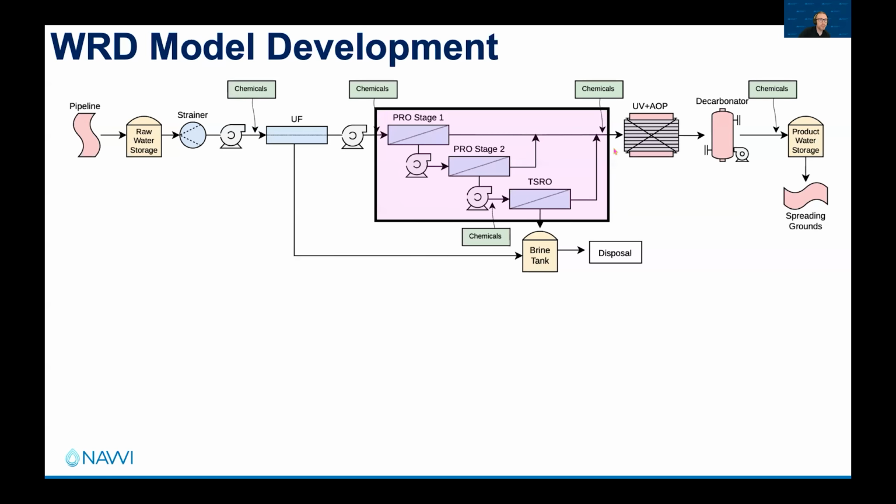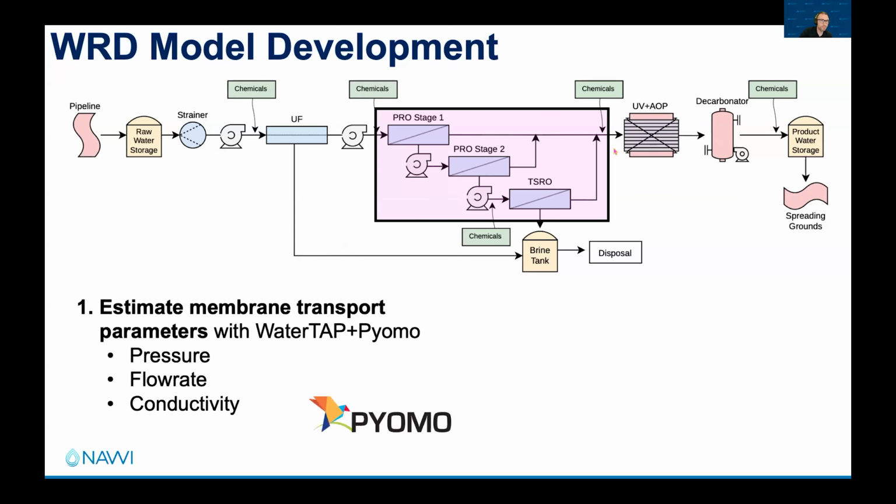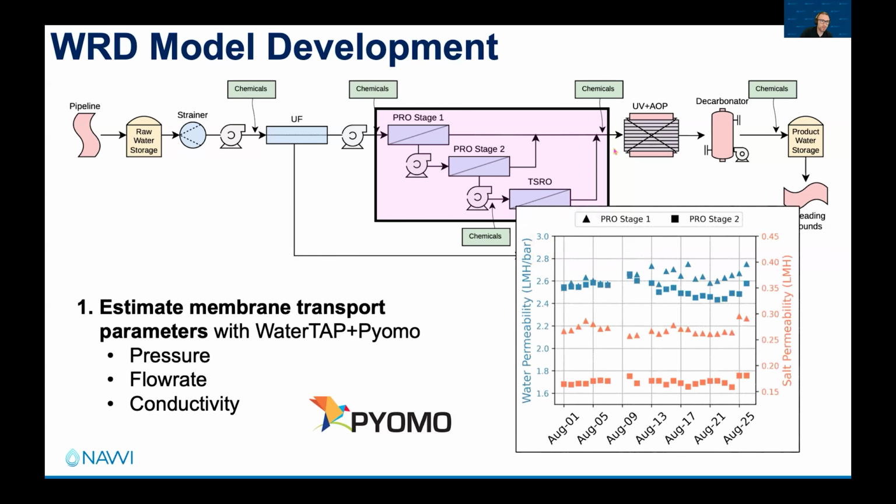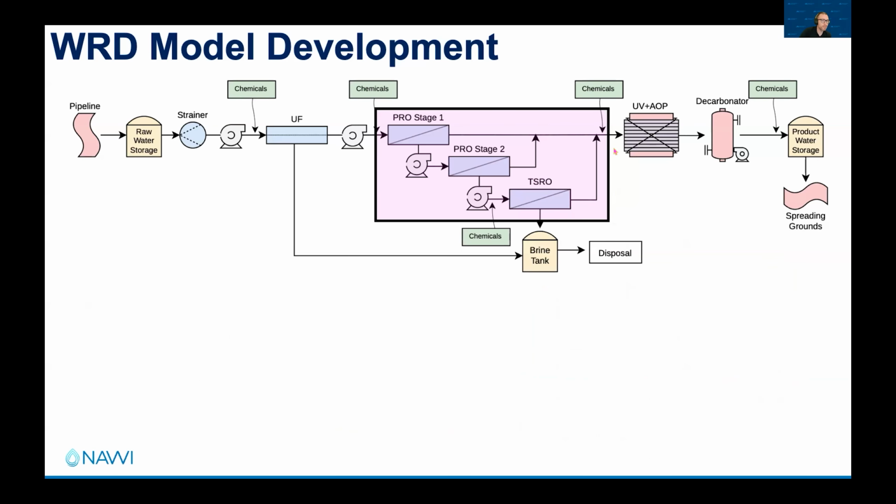Okay, so how did we do this? I'm going to be talking about some of the stuff that Adam just highlighted as a capability of WaterTAP. First, we took a lot of the data that we got from WRD and estimated the membrane transport parameters with WaterTAP and Pyomo, a built-in tool that comes in the WaterTAP distribution. On the left, you have the water permeability, and then salt on the right. All right, we have our membrane parameters.